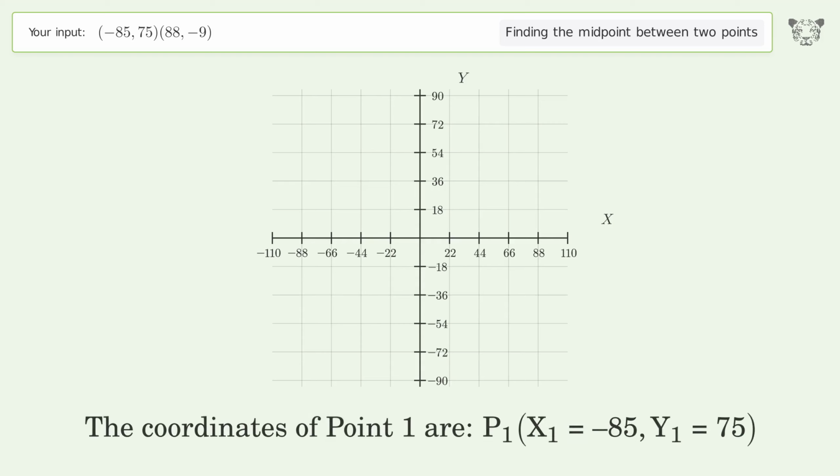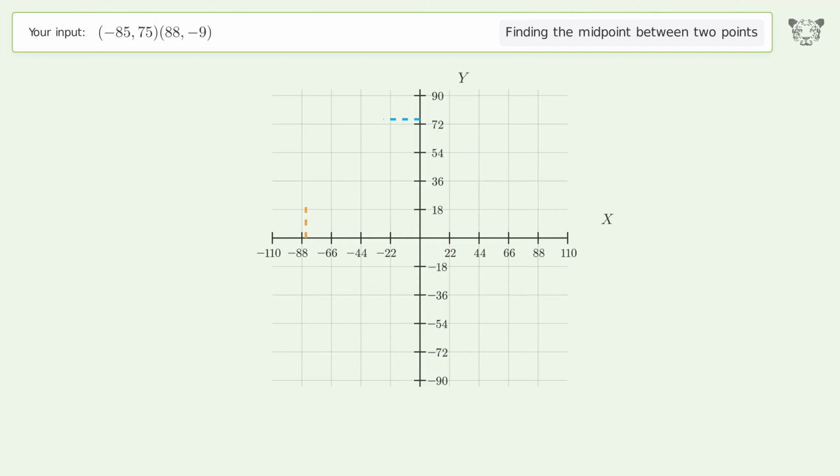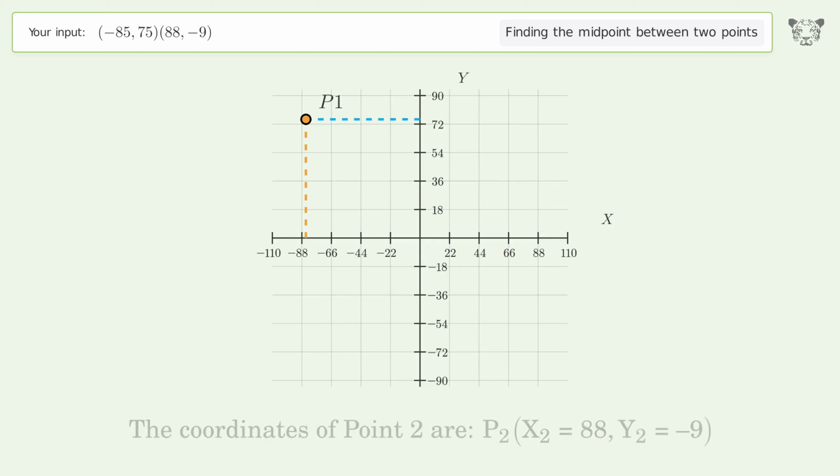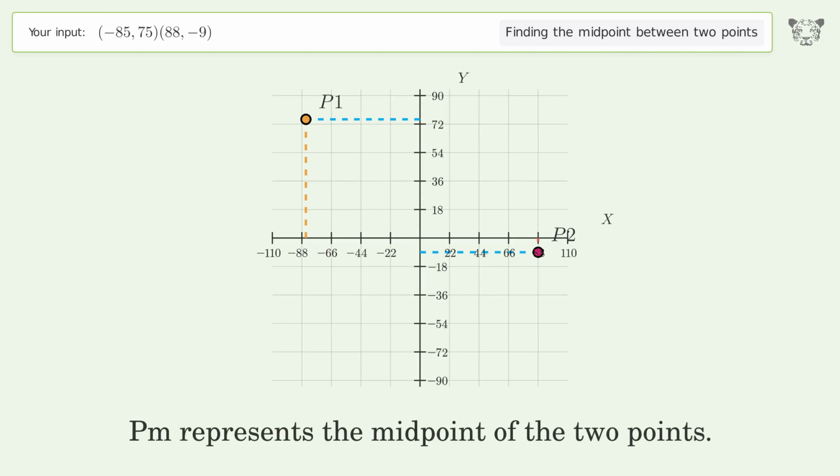The coordinates of point 1 are, x1 equals -85, y1 equals 75. The coordinates of point 2 are, x2 equals 88, y2 equals -9. PM represents the midpoint of the 2 points.